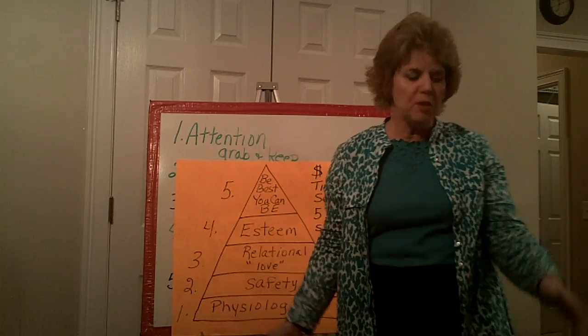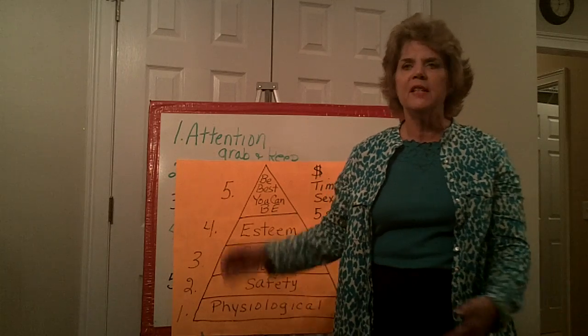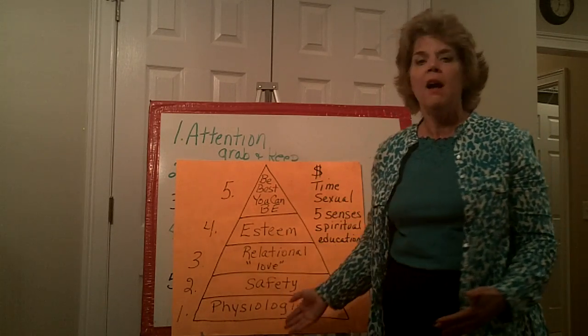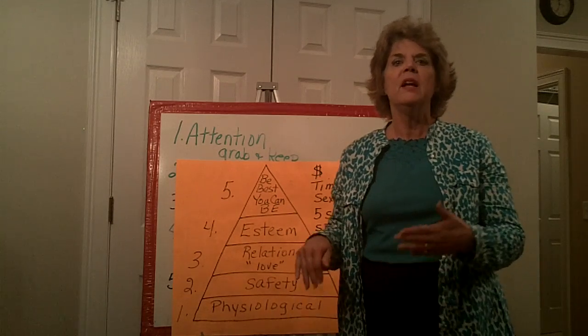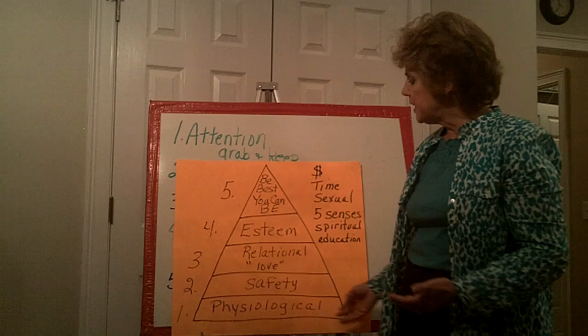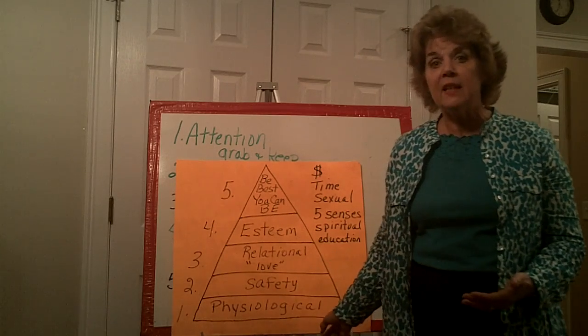So down here, if you turn to your page in your workbook, you'll see that you have two triangles. The top triangle is going to have the names of these levels. The bottom triangle is going to be examples of those levels. So what are these levels? First, on the bottom, number 1, physiological.